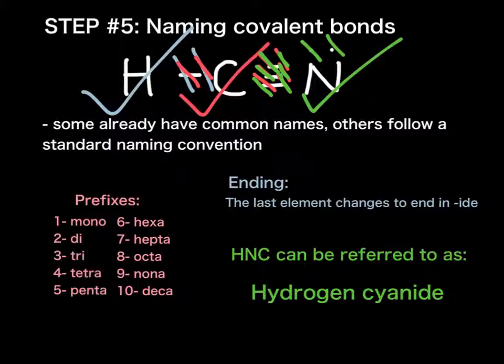Exceptions include that mono should never be used as a prefix for the first element, and that when with oxygen, the prefixes tetra, penta, and hexa lose the letter A. Because my covalent bond, HNC, has the combination NC, we know that it is called cyanide, meaning that my element is called hydrogen cyanide.